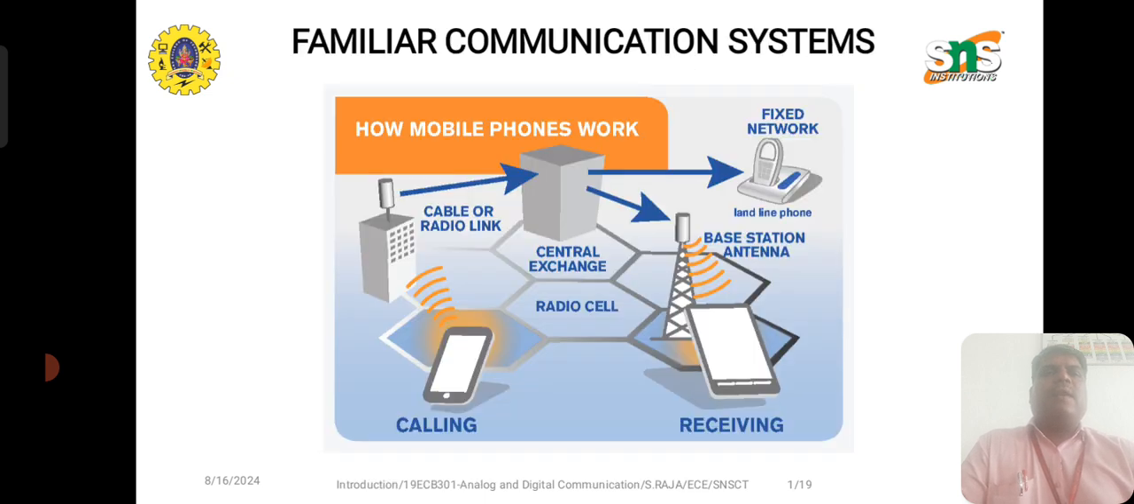And now, how does a mobile phone work? If you see this figure, whenever we want to communicate from our mobile phone to somebody, first you call using your SIM card, and that signal will go to a cable or radio link. Through the radio link or cable, it reaches the central exchange. From this central exchange, they will connect it either to a fixed network or a base station antenna. Once the base station antenna receives the signal, it gives the receiver connection to the receiving mobile phone.